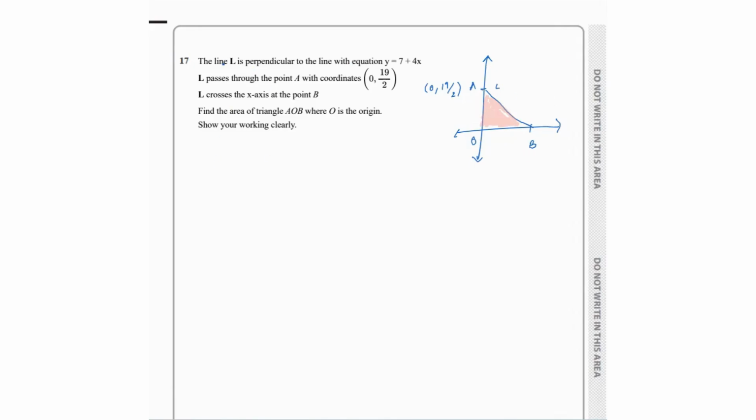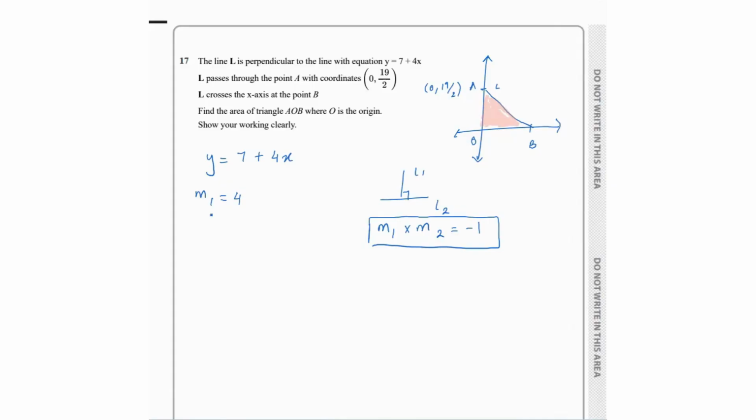We know that line L is perpendicular to y equals 7 plus 4x. So we'll use this line to find the gradient. The gradient is the number that is multiplied to x, which is 4. So m1 is 4. As you know, if line 1 is perpendicular to line 2, the gradient of line 1 times the gradient of line 2 is always equal to -1. This is a fixed condition for perpendicular lines.